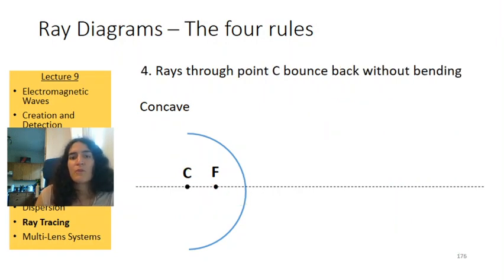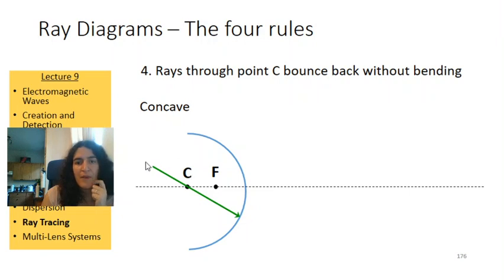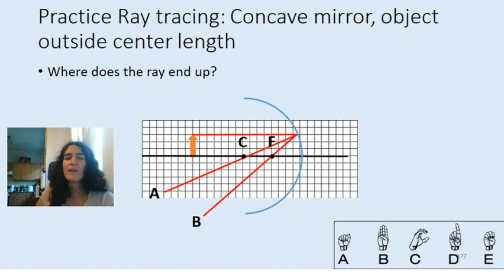Okay, there's one final rule for spherical mirrors, and it says that a ray that goes through the center will bounce backwards without bending. If I have a beam that goes through the center of the circle, it's essentially the same as shining a light directly towards a flat mirror. It's just going to bounce back perfectly. Okay, so now we can do this ray tracing practice for a spherical mirror.